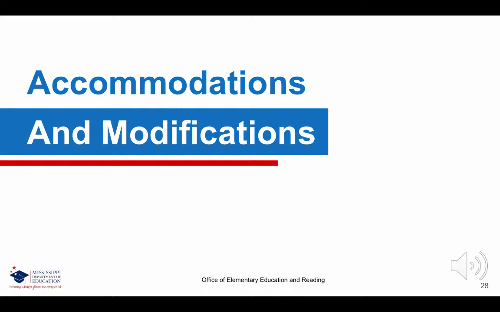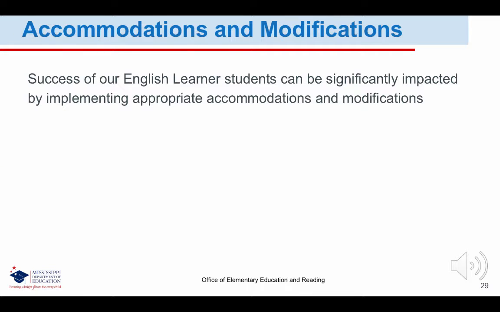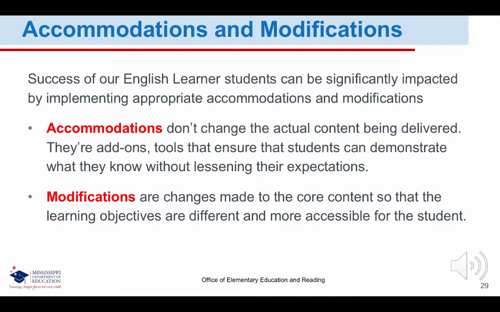Now let's look at some accommodations and modifications available for EL students. Success of our English learner students can be significantly impacted by implementing appropriate accommodations and modifications. Accommodations don't change the actual content being delivered. They're add-ons, tools that ensure that students can demonstrate what they know without lessening their expectations. Modifications are changes made to the core content so that the learning objectives are different and more accessible for the student.